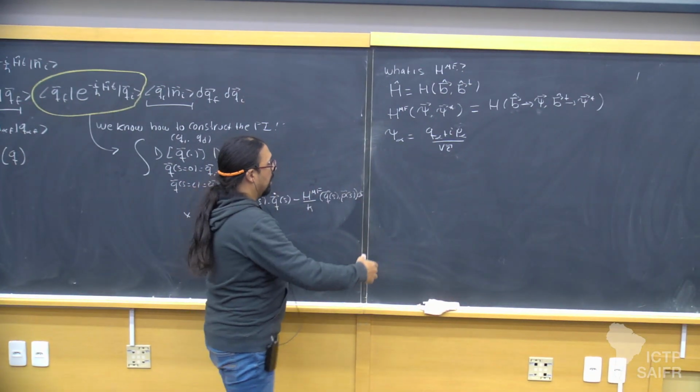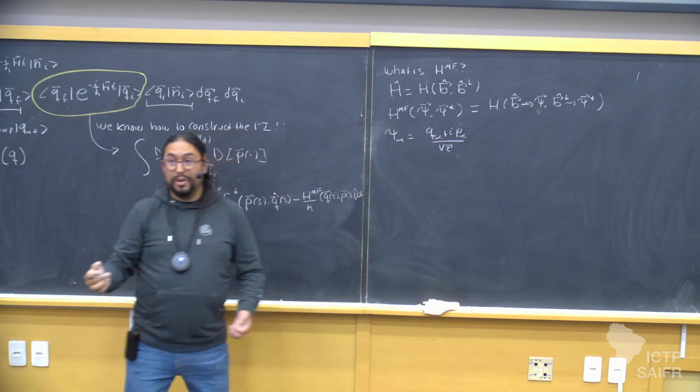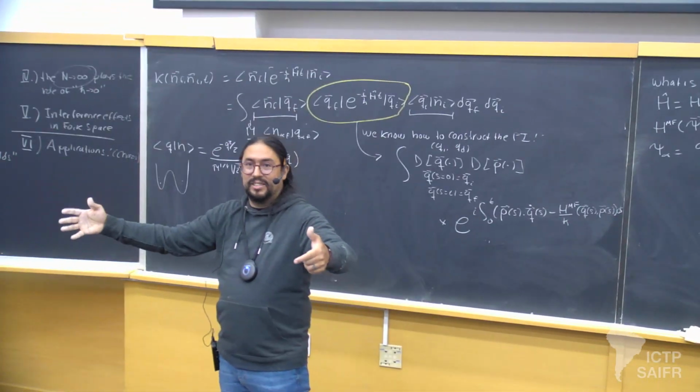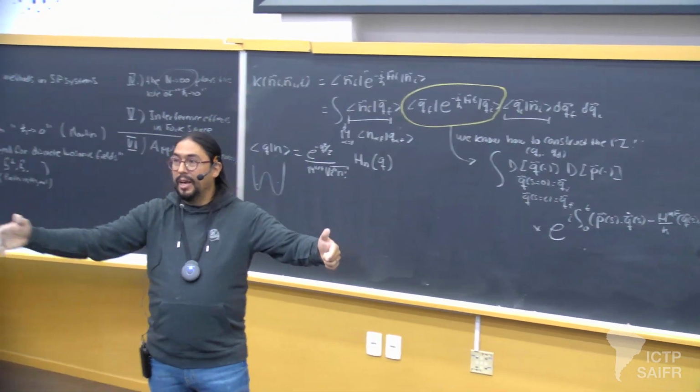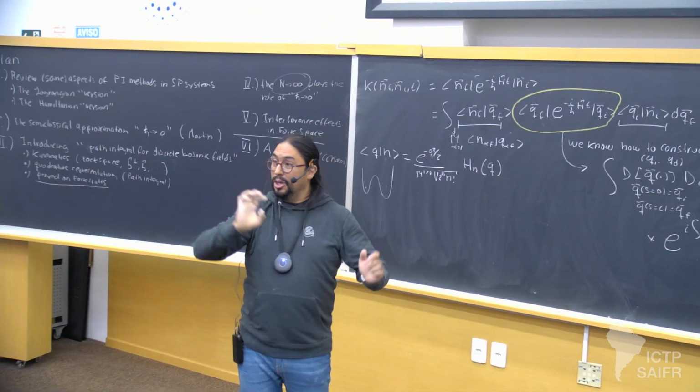And the psi's are related to the quadratures like that. So of course the Hamiltonian in quadratures is like that. It's really an ugly monster. But in terms of psi's, it's very, very cute.